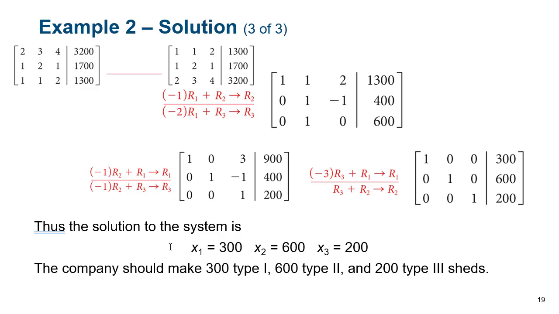So we can see that the solution to the system is 300 hours in X1, 600 hours in X2, and 200 hours in X3. So that just tells us they should make 300 type 1 sheds, 600 type 2 sheds, and 200 type 3 sheds. And that's how they can basically use up all of their labor, right? They're not wasting any labor.